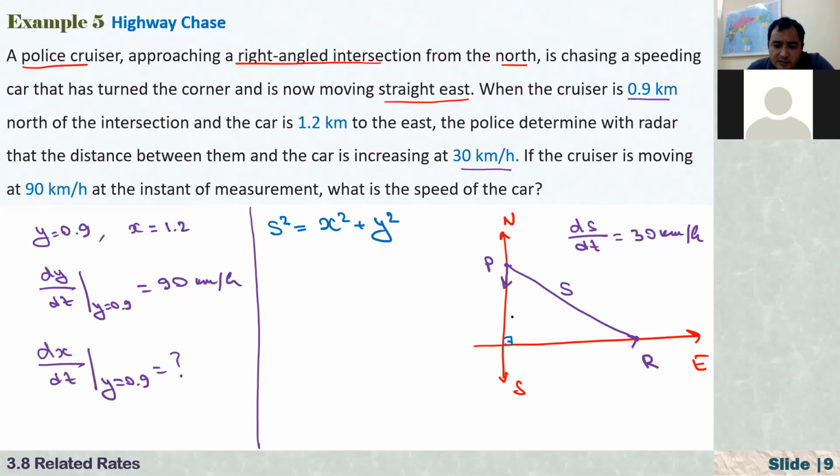Because as time changes, three things are changing: the position of P, the magnitude of S, and the position of R. They are all dependent on time. That means S is a function of t, X is a function of t, and Y is a function of t.